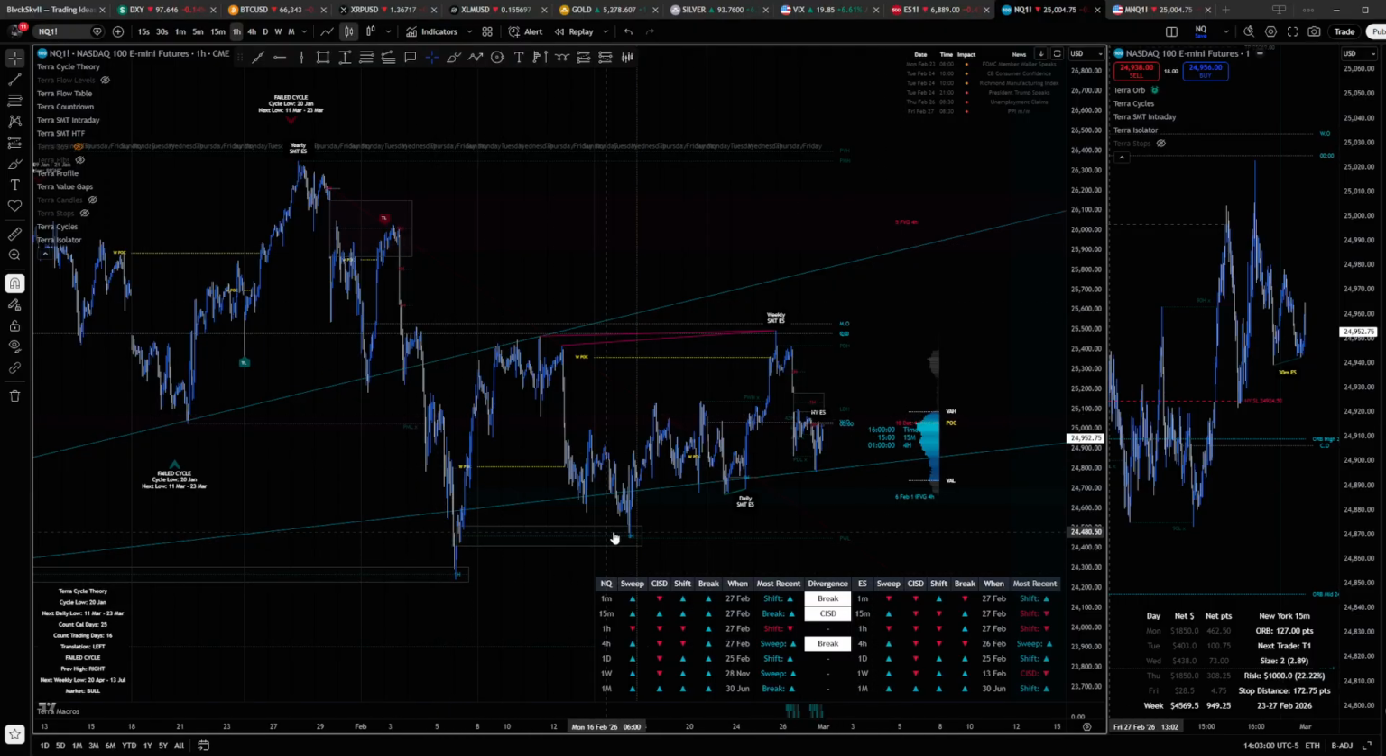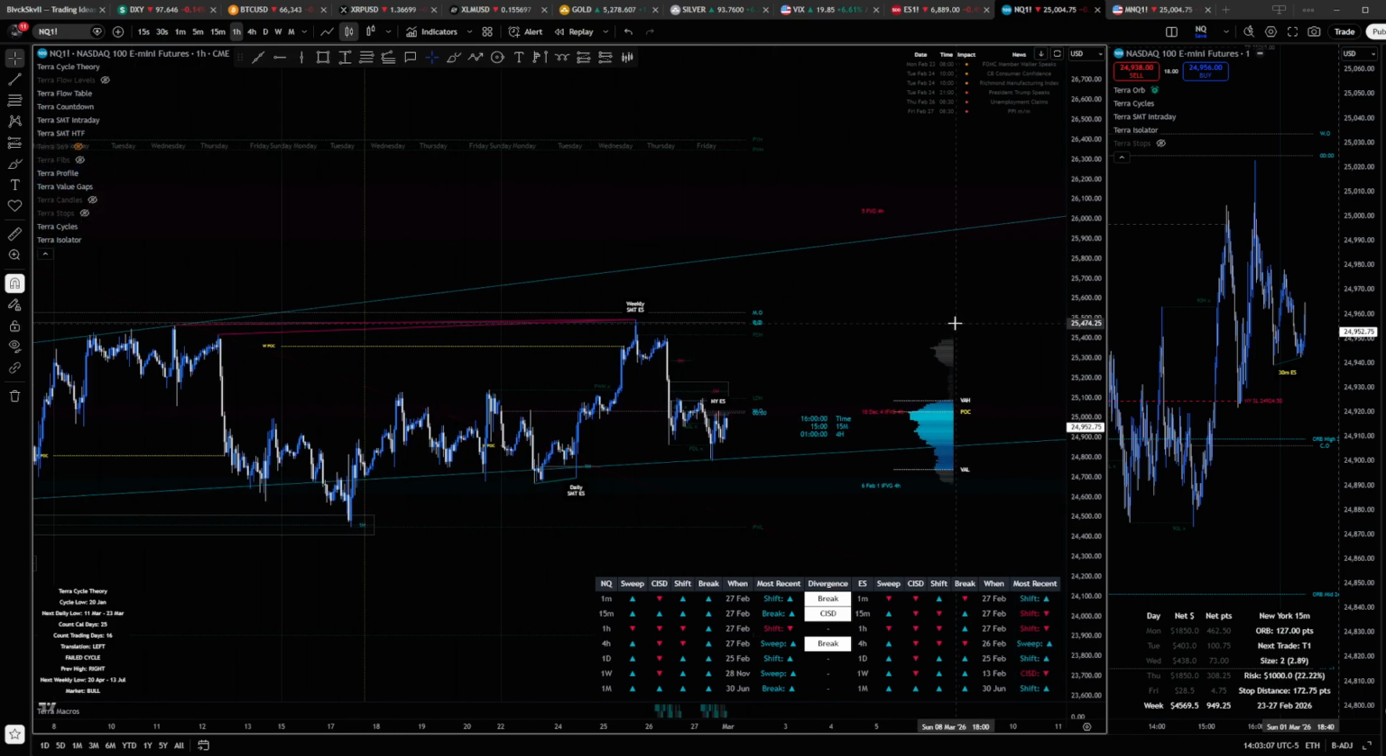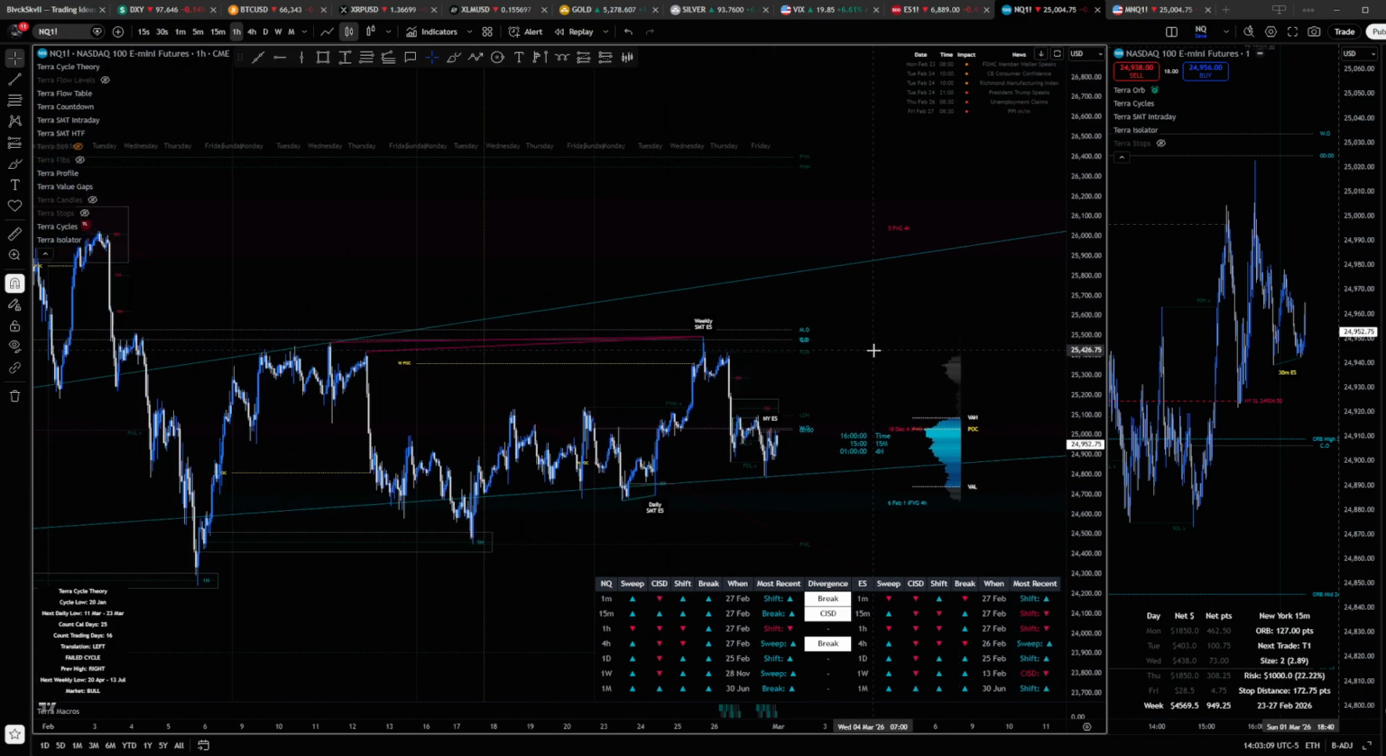You can see the 1-hour levels down here were respected. A couple of 1-hour levels above us, a couple of 1-hour levels above us up here too. Really, that's all she wrote. It was such a sideways week.